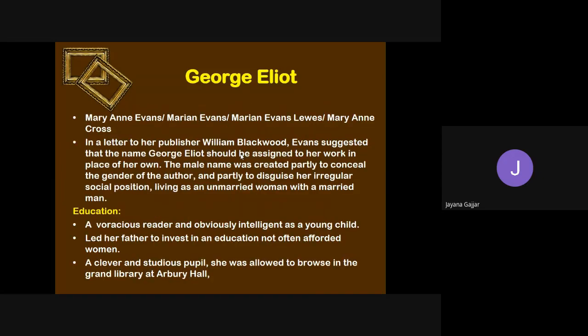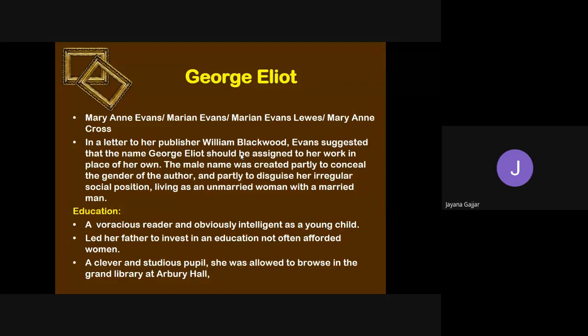And then comes the last one, George Eliot. Now, George Eliot is a very interesting character. If you see her personal life, she had a very interesting and controversial life. Again, if you see all these writers, they always had controversy around them.